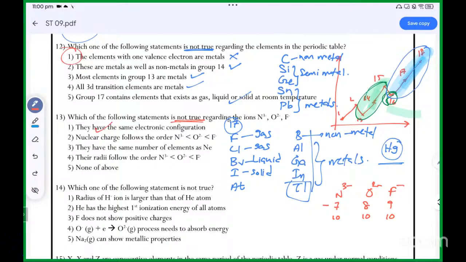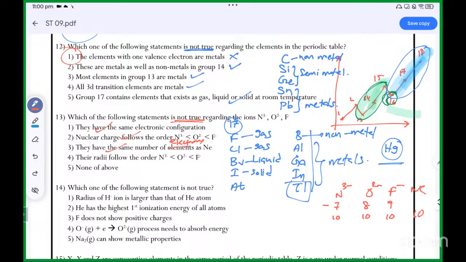Nitrogen is 7, oxygen is 8, fluorine is 9. That is also correct. They have the same number of electrons, not elements. Electrons. As neon, yes, neon is 10. They have the same number of electrons. That is also correct.